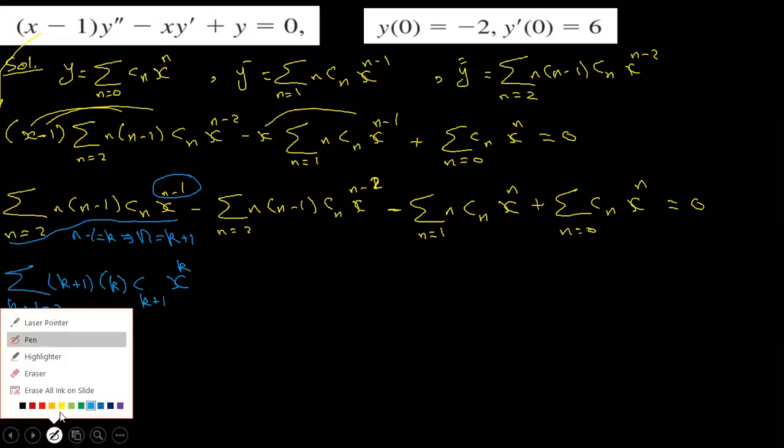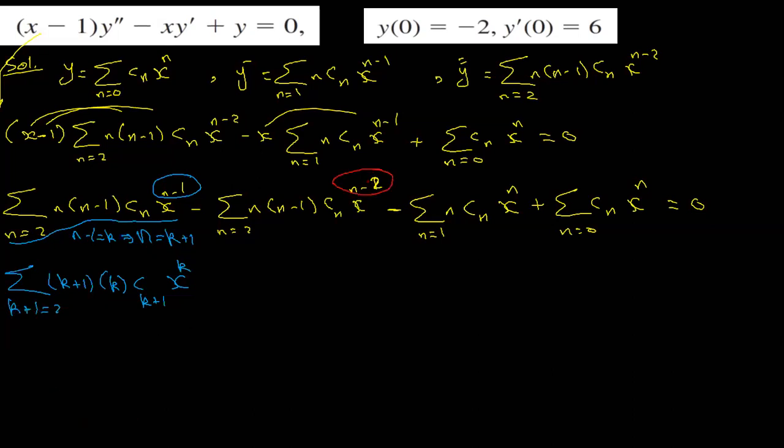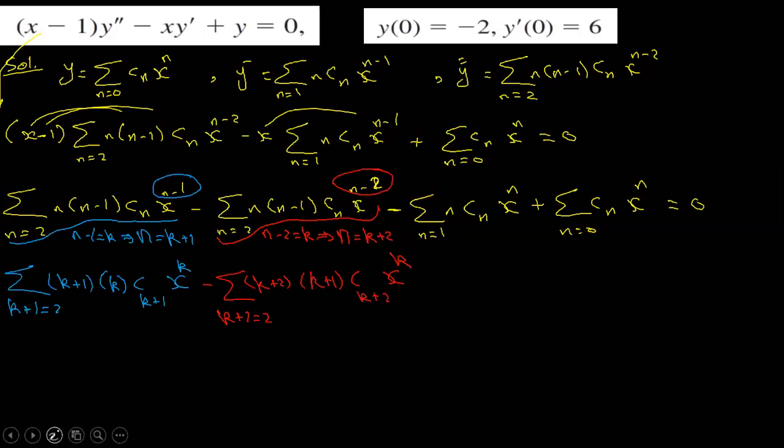Let me solve the second problem now. My second problem is this one. So I'm going to write n minus 2 to be k. That will give me n to be k plus 2. So my second summation, the red one now, will be minus the summation. Instead of n, I'm going to write k plus 2. Instead of n minus 1, I'm going to write k plus 1. C of n is c of k plus 2. X to the power k, great, one letter. My n is k plus 2 equal 2. And the rest of the terms are the same, but I'm going to use the letter k instead of the index n.